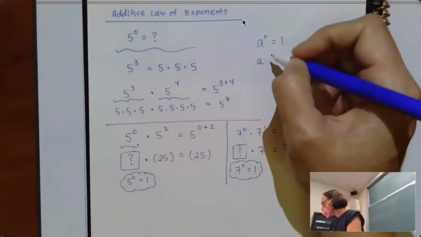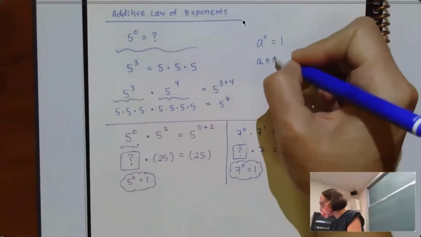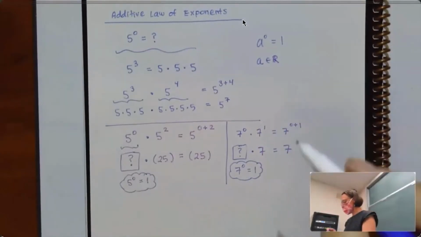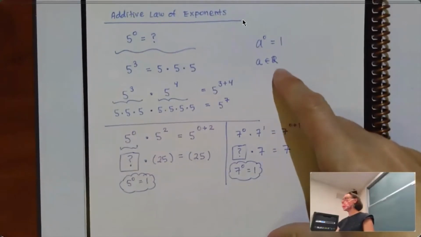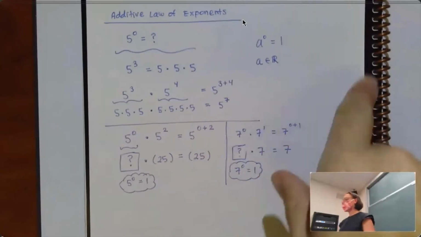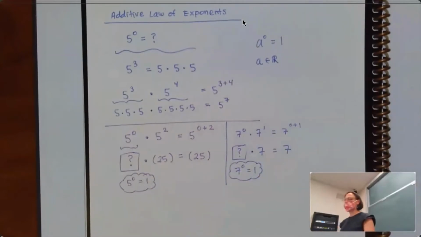When A is an element, I'm using fancy notation for a second, I can read this as A is an element of the real numbers. You'll see that in the textbook in a few places. Okay, I'm going to pause in case anybody has questions or if you want to catch up in your notes.